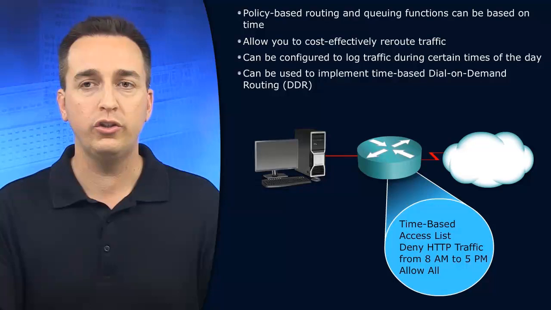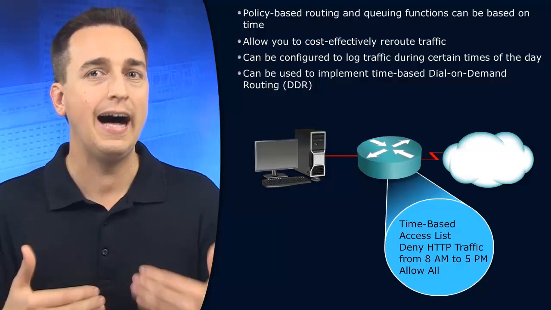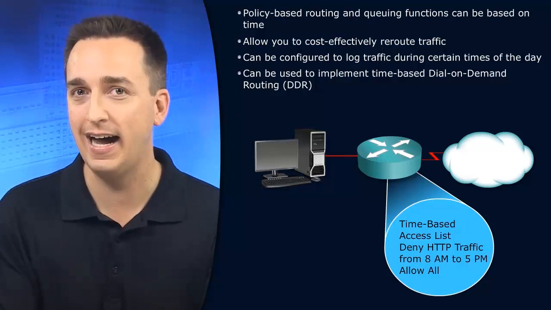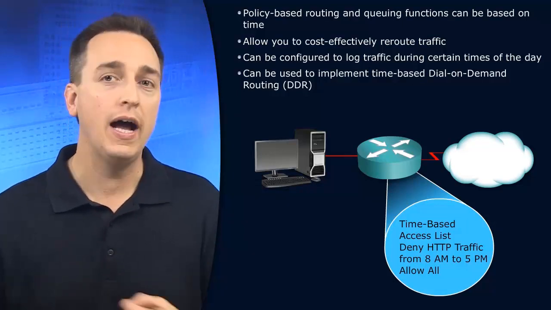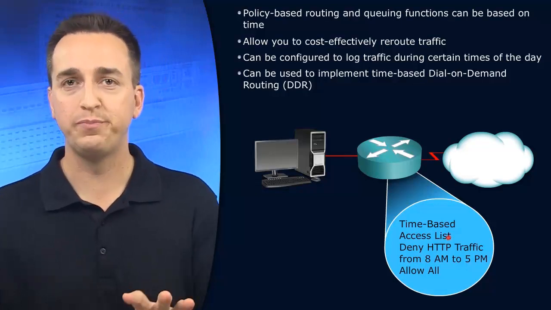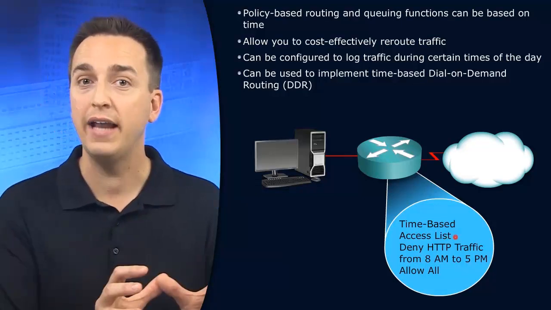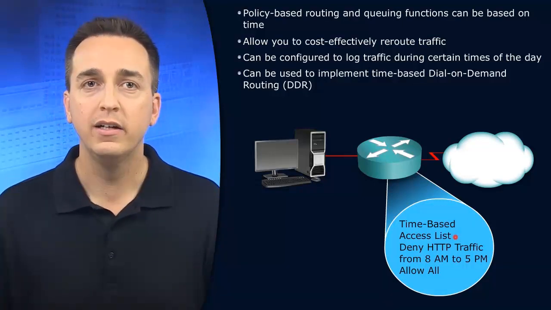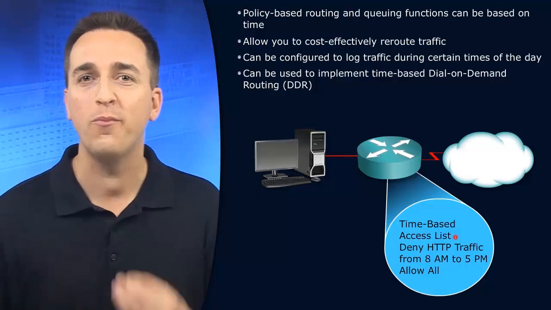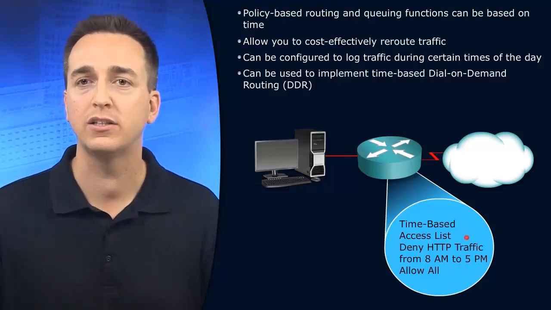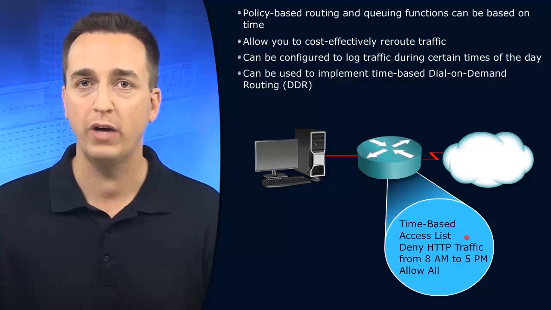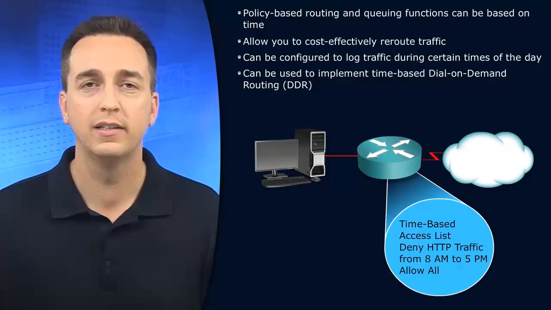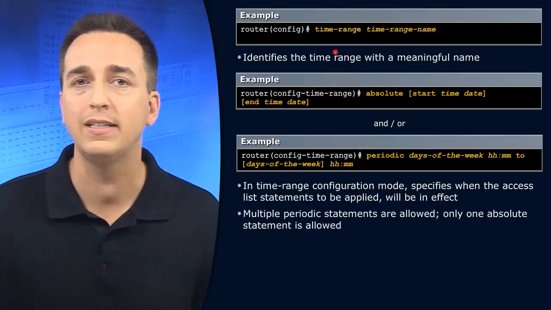But what if you wanted to control based on time when it was permit and when it was deny? You can do that by using time-based access control lists. Now, that's just a fancy way of saying that we've applied a time range to an access control list we created. So there's not a whole lot more you have to learn here in regards to time-based access control lists, except here are your time ranges, this is how you configure them, and this is how you apply them to an access control list.